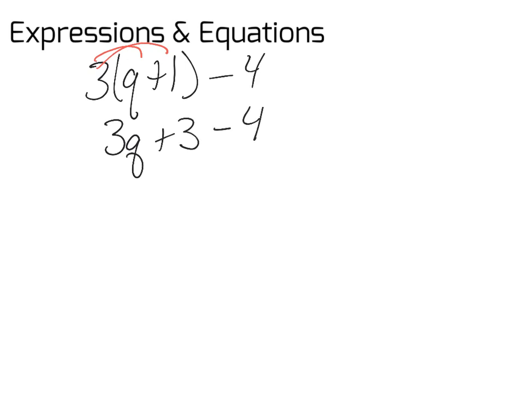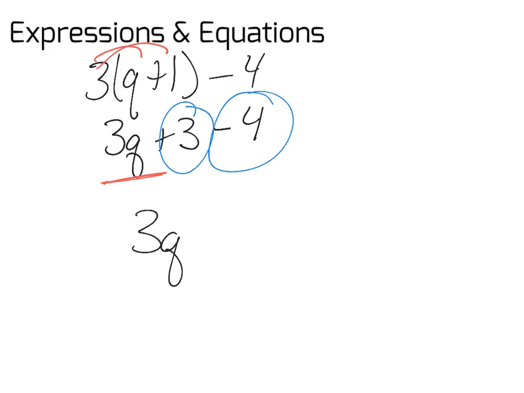Okay, so now that I have my expression with no parentheses in it, then I can identify my like terms. I have a 3q, and then I have a 3 and a -4. So this is pretty simple. The 3q just stays 3q. And then I have a 3 minus 4, which is -1. So I could write it 3q minus 1, or negative 1 plus 3q. Either way works.